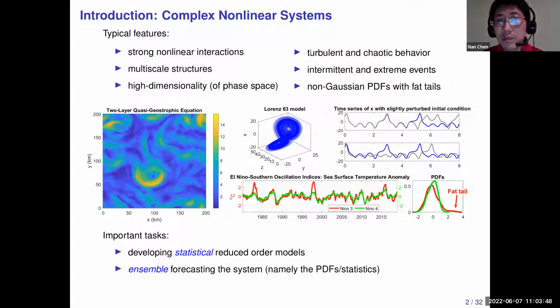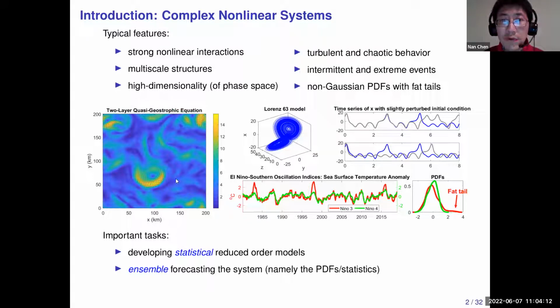These systems are famous because they are chaotic and turbulent, so prediction is also very challenging. They have a lot of intermittency and extreme events. And if you look at the statistics of these systems, you will find that the distribution is not Gaussian in general, but instead has a lot of non-Gaussian features with fat tails.